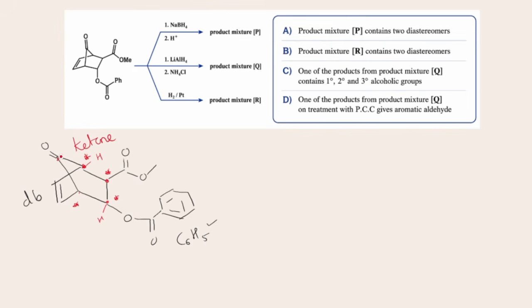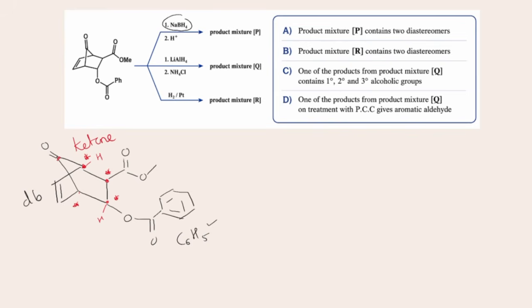What about this one? So this is a ketone. That means the carbon here is sp2 hybridized. Hence, this cannot be a chiral carbon. Same with these two carbons. So once you understand all this, let's analyze the reagents given.